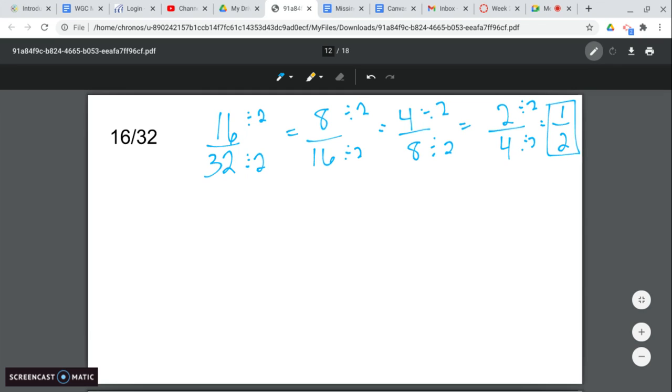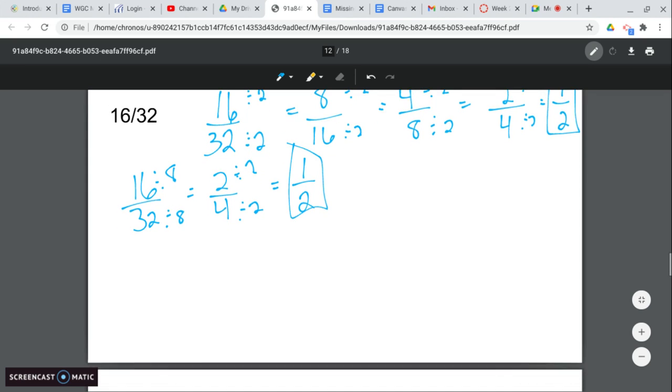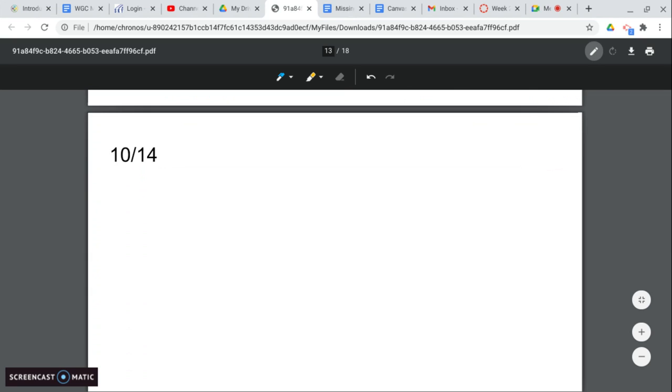Now, if right off the bat you were thinking, oh, 8 can go into both 16 and 32, you could have started by dividing by 8. 16 divided by 8 is 2, and 32 divided by 8 is 4. What you would have found is that you hadn't got it to simplest form yet, that there was something larger you could have divided by. That's okay. Go from here and keep simplifying. Divide them both by 2 to find that it's 1/2. You can use whatever number you recognize that divides into both of them, but the key thing is it has to divide into both of them.